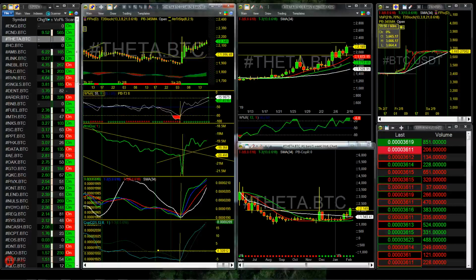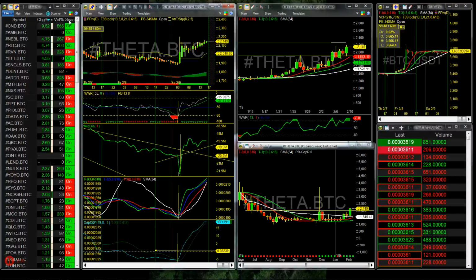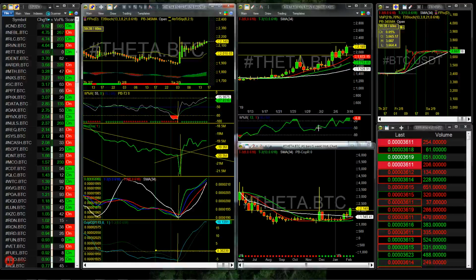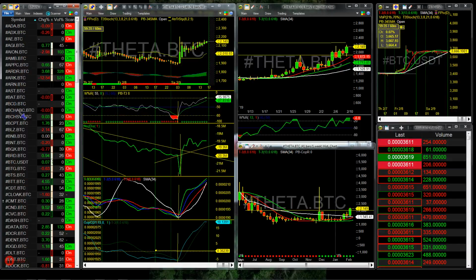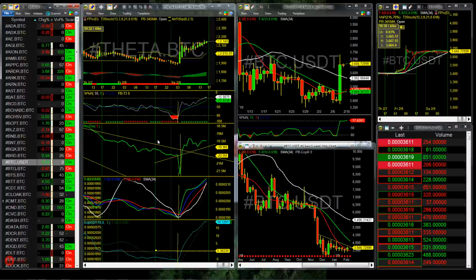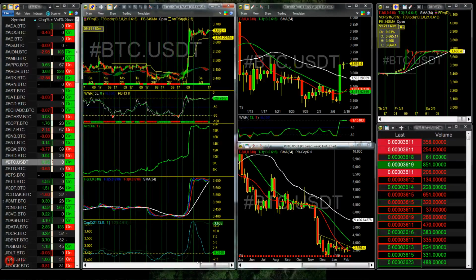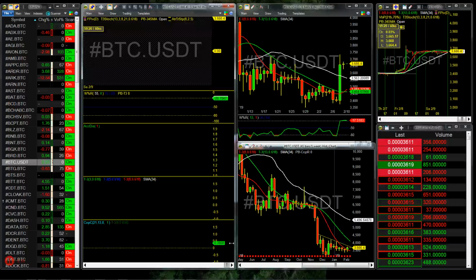Looks like we got a new candle coming in. I turned off the scan, and things are backfilling a lot faster there. Let's look at Bitcoin. 60-minute chart. See, I got a little mess here.